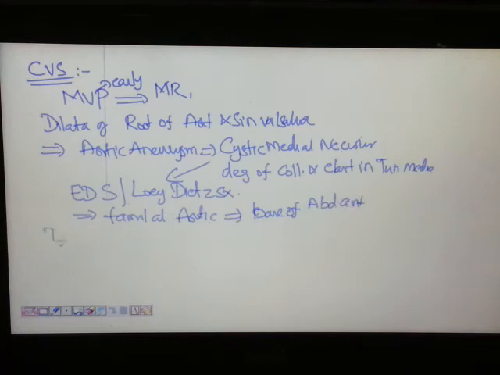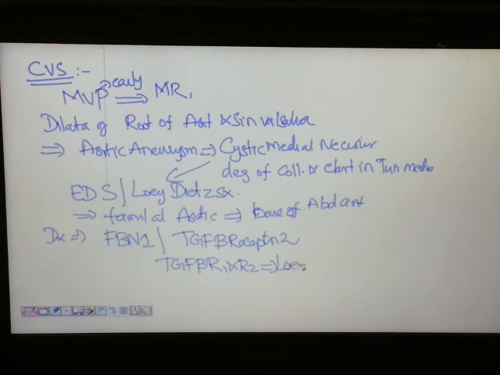Next, how do you diagnose it? The first thing is mutations in the fibrillin 1 gene, but not all cases have the mutation. Some can have mutations in transforming growth factor beta receptor 2. Also remember, some mutations in transforming growth factor beta receptor 1 and receptor 2 can also cause another entity called Loeys-Dietz syndrome.